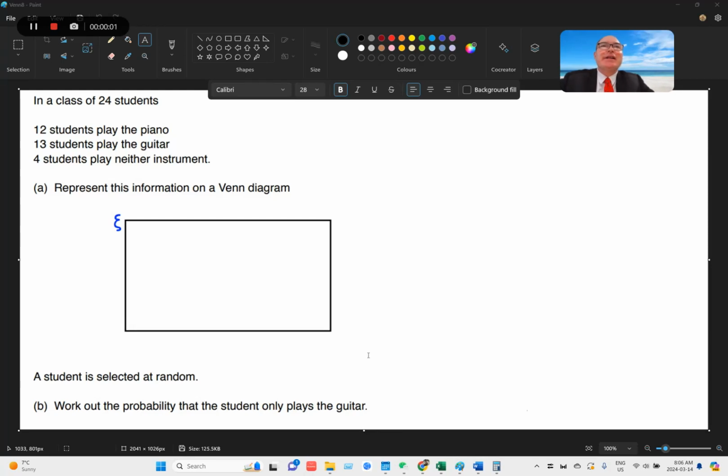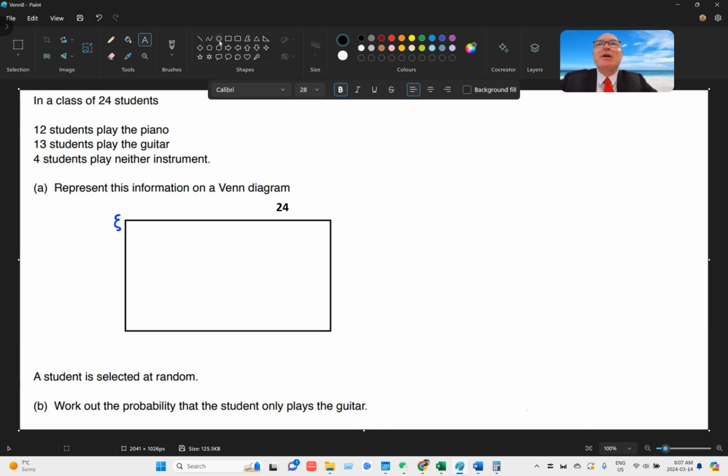Here we are back at it again, solving another Venn diagram problem, or a problem using Venn diagrams to help us solve it. We have a class of 24 students. Stop right there. That's how many people we have in our universal set. We're talking about 24 students. Now, it says 12 students play the piano, 12 students play guitar, and some don't play either.